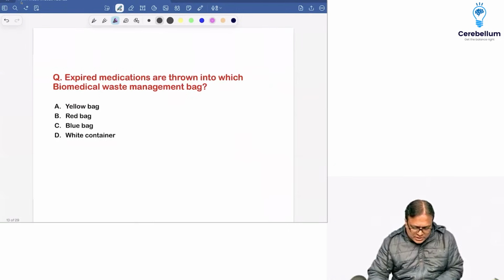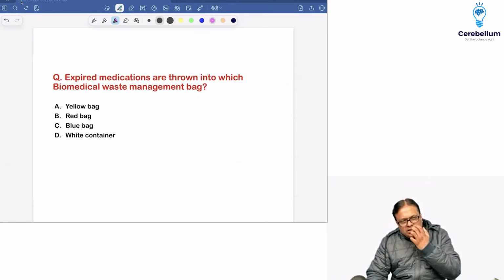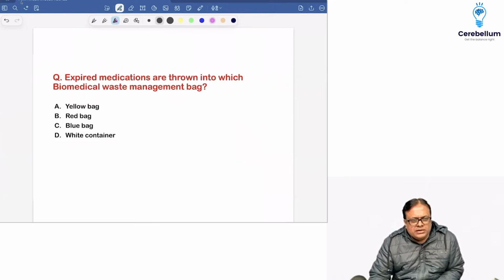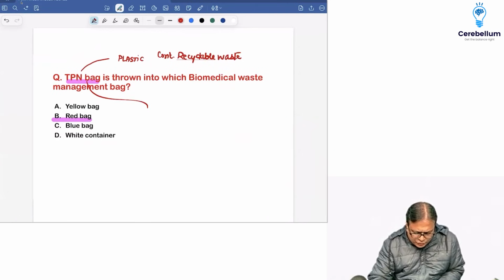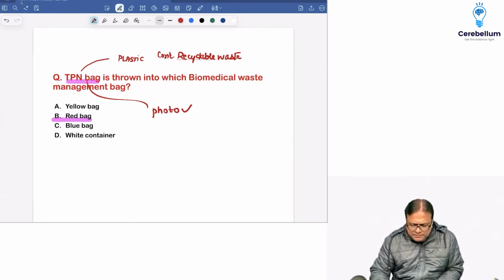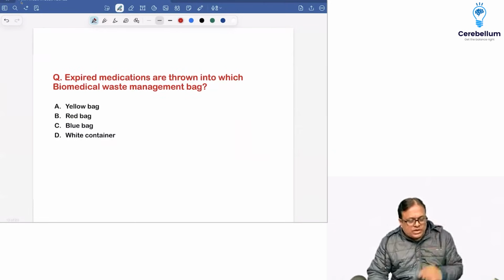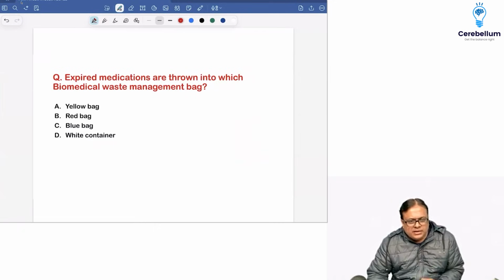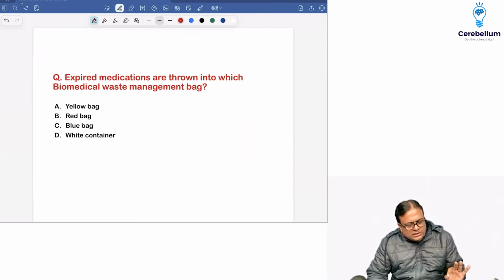Okay, we move further. There was a question on expired medication. Can you please confirm if this question was there? I was surprised to see so many questions from biomedical waste management, but we have discussed in detail. Was there a question on expired medication? Okay, you are saying the TPN bag photo was also there. That I will add. Then it becomes even easier. Plastic photograph, plastic bag. You have seen TPN bag in your hospitals also. Ayushman Bharat program, Ayushman Arogya Mandir is the answer.